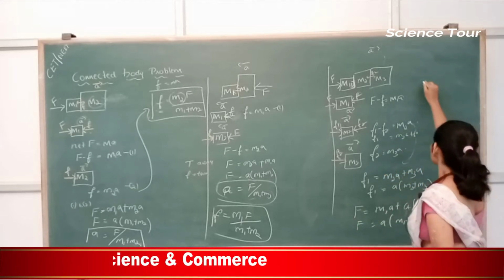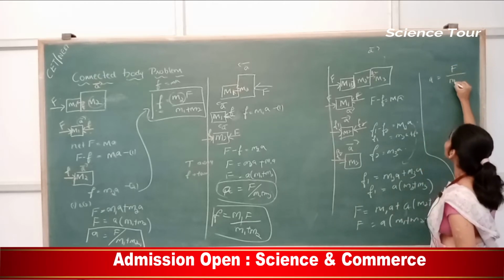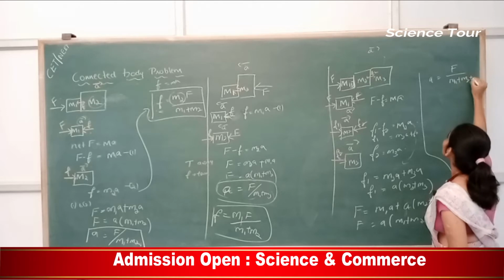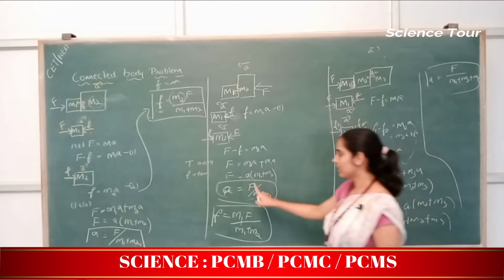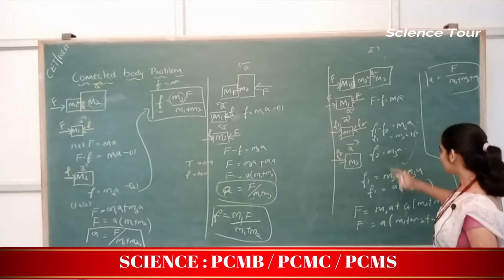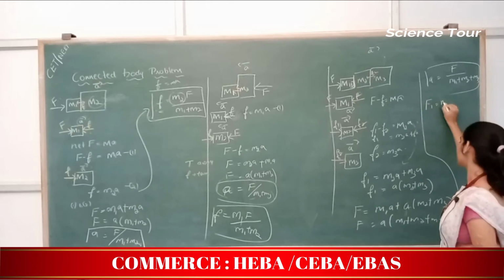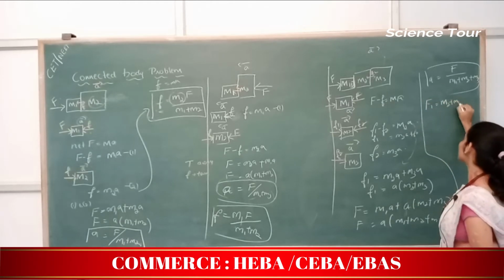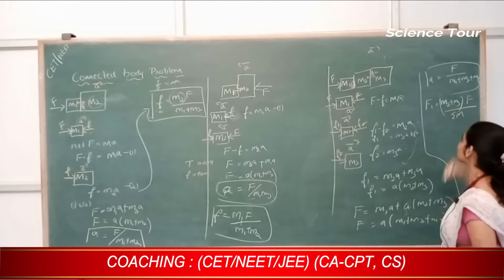So, acceleration is equal to how much? F divided by m1 plus m2 plus m3. You got the acceleration. So, in every case acceleration is force by total mass. Total mass here is the sum of the 3. What is F1? Here F1 we got. F1 is equal to m2 plus m3 times the acceleration. Acceleration is F by total mass.